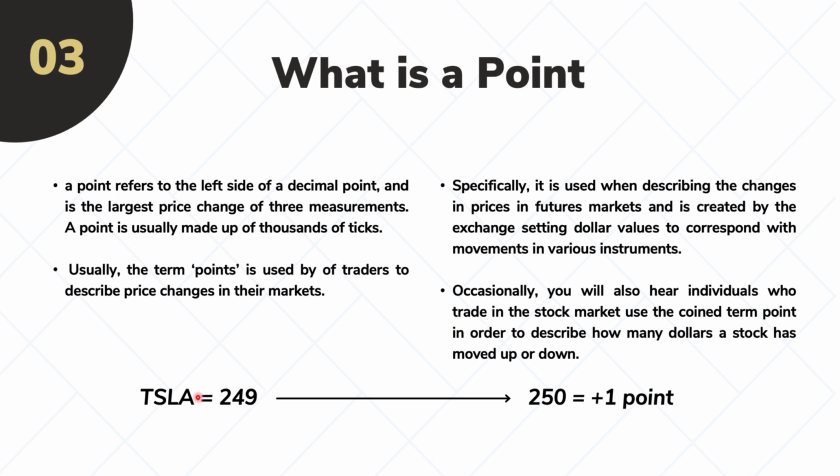So for example, Tesla goes from 249 to 250. It goes plus 1 point. So it's a little jargon. When you are trading futures and you hear someone talk about, yeah, I made so many pips, hey, this is not an experienced futures trader, because in futures, we use ticks and points.